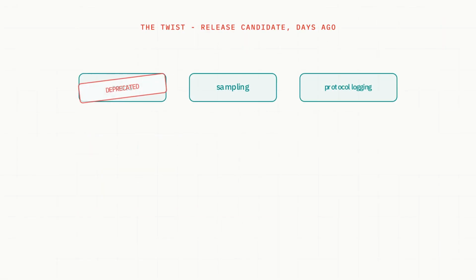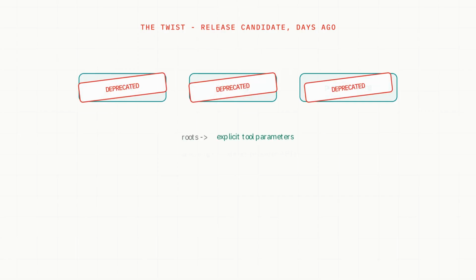And now the twist that makes this chapter genuinely current. In the release candidate published just days ago, 2 of those 3 client features, roots and sampling, are deprecated, alongside protocol-level logging. They remain in the specification through a deprecation window, but the official guidance for new implementations points elsewhere. Pass what roots conveyed as explicit tool parameters, let servers that need model access call provider APIs directly, and send diagnostics to standard error or OpenTelemetry.